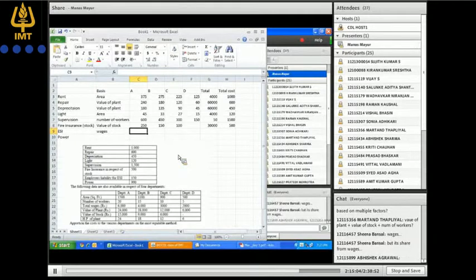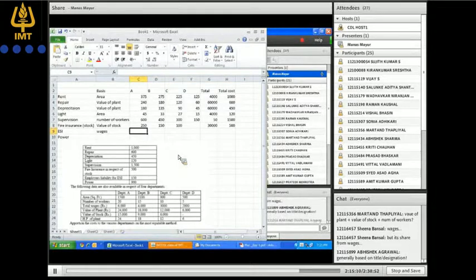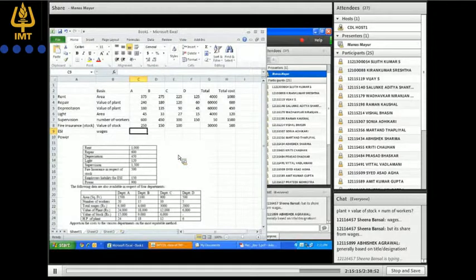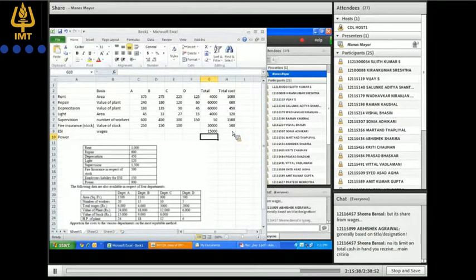So yes, the wages are the most suitable basis here, but one can always question whether ESI is a part of wages or not. But anyway, we will take wages as a suitable basis for the distribution. So total wages here is 6,000 plus 4,000 plus 3,000 plus 2,000, and total cost for ESI is 150.